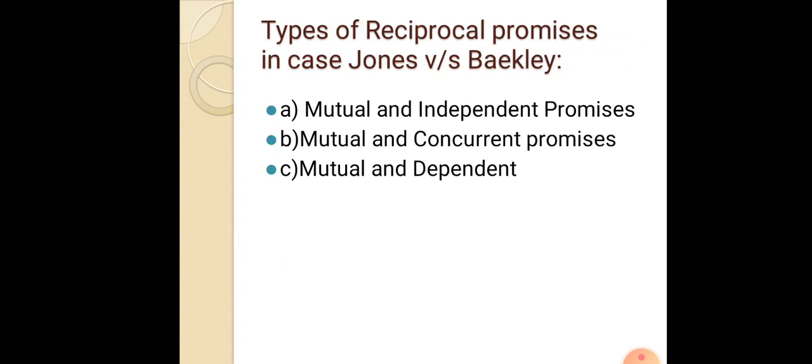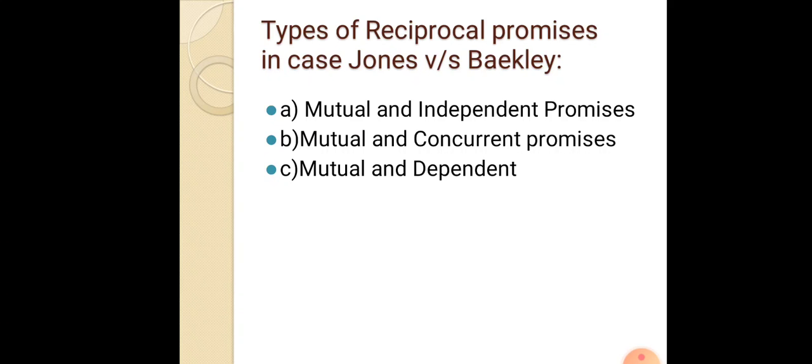Mutual and independent promises. When each party has to perform his promise independently without waiting for the performance of the other party, the promises are mutual and independent. Such promises are rare and therefore they have not been provided in the Act.